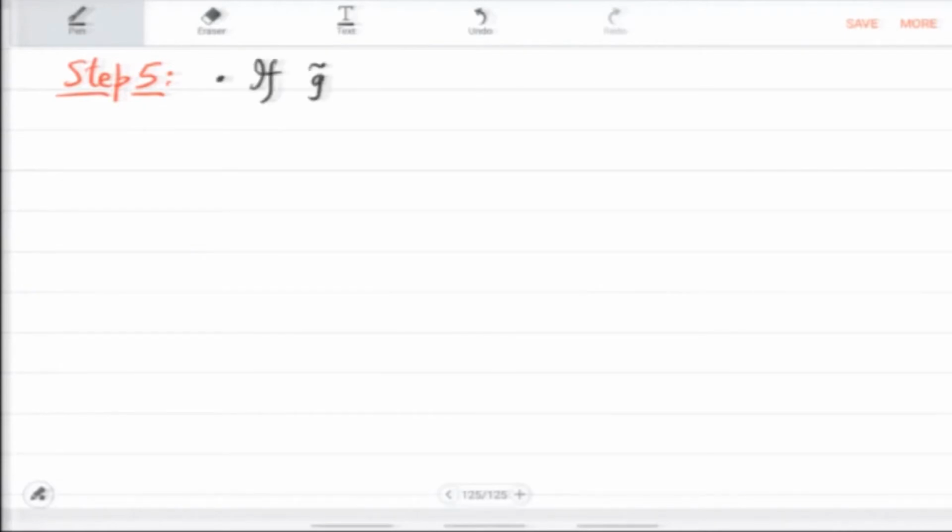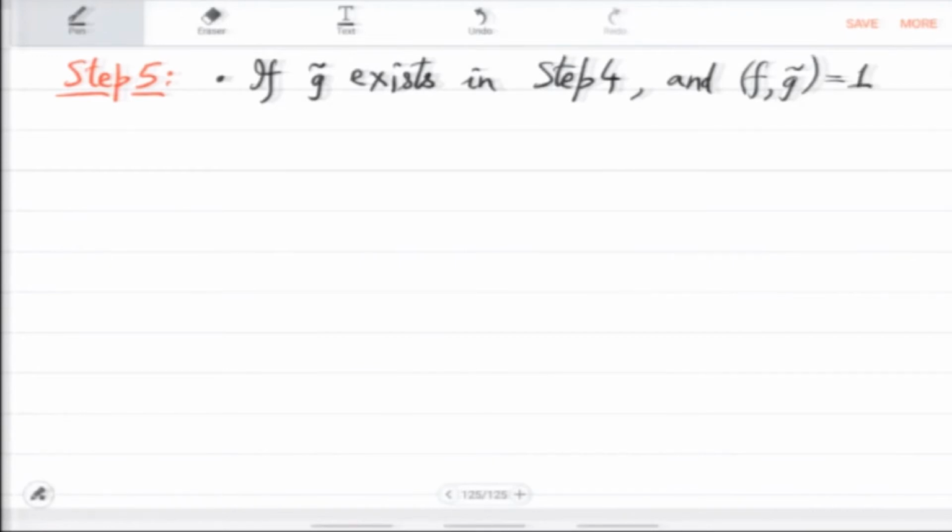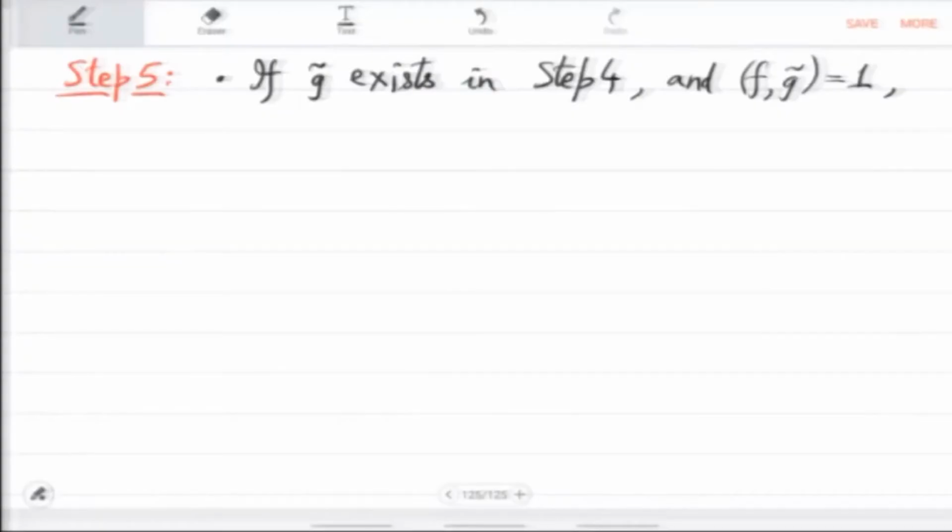So if G tilde exists in the previous step, and let us say for the sake of contradiction that it does not factorize f. Okay, so step 4 found a G tilde with the appropriately small coefficients, but in step 5 the GCD of f and G tilde is 1. So what we want is actually a contradiction. So let us see how the contradiction will appear.